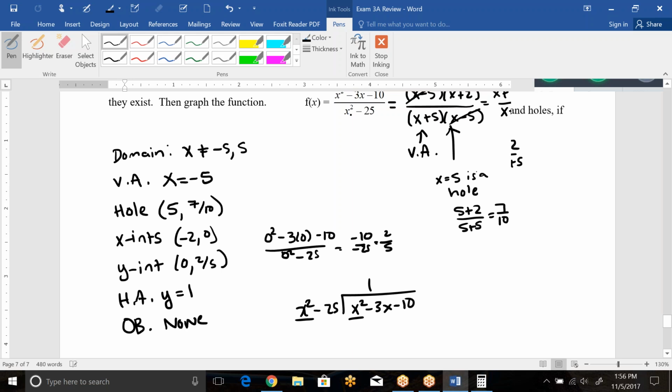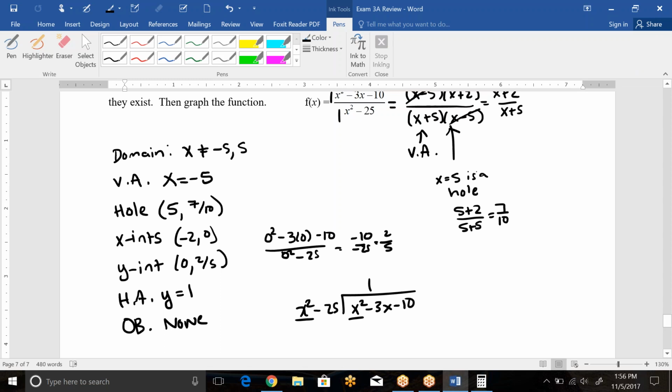Another way of doing that is if the power on top and the power on bottom, your leading coefficients' powers, are the highest degree and they match, then the leading coefficients in front of those give the horizontal asymptote. So 1 over 1 is 1. So there's a couple ways you could figure that out without just doing the long division.